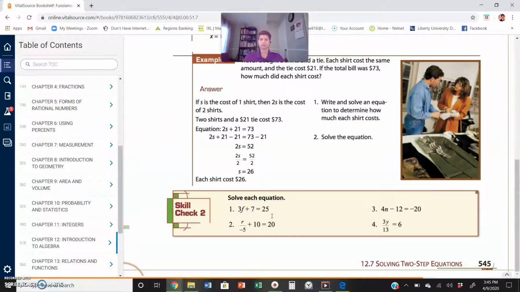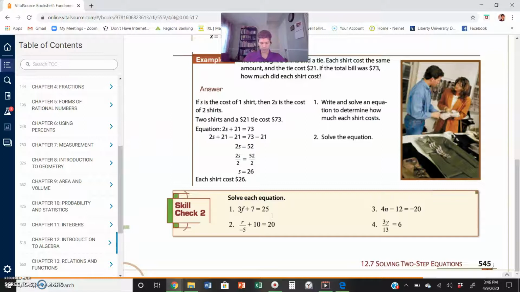Number 1, you should have gotten 6. Number 2, you should get negative 50. Number 3, you should get negative 2. Number 4, you should get 26. So I'm trying to go through this pretty quick because my battery is about to die.